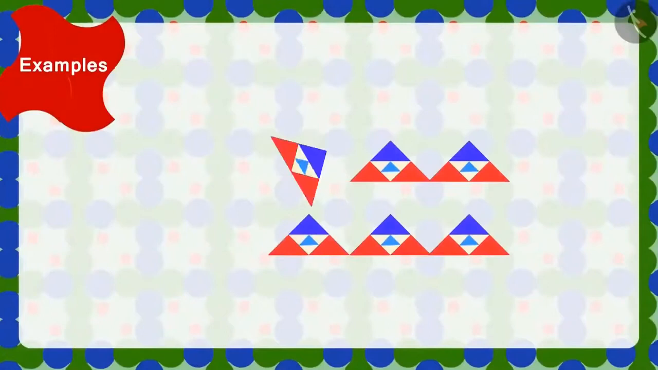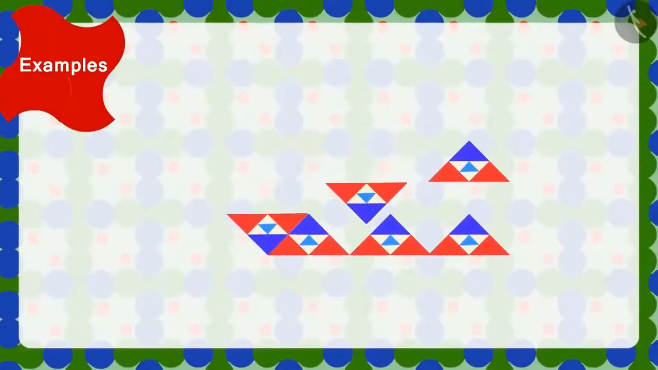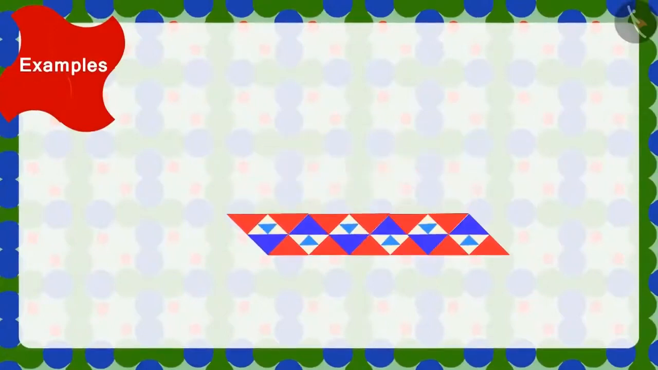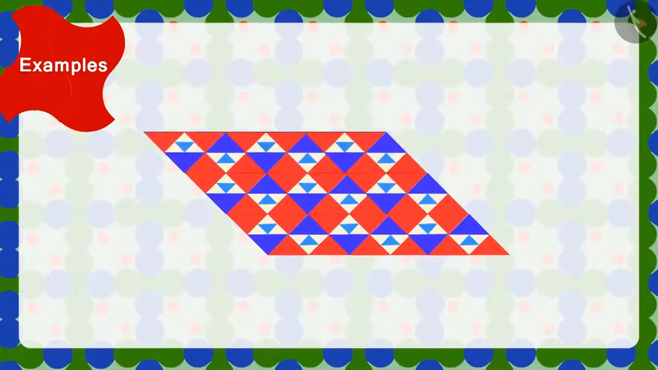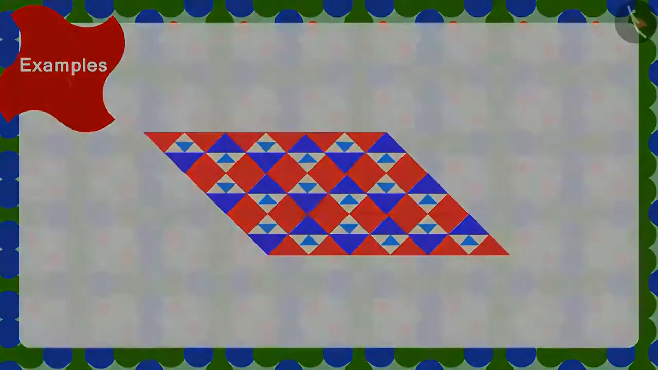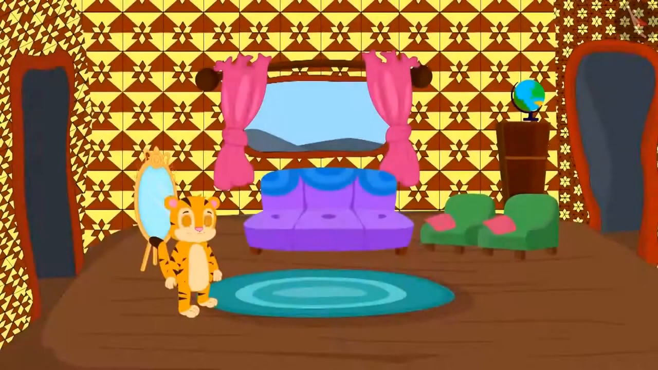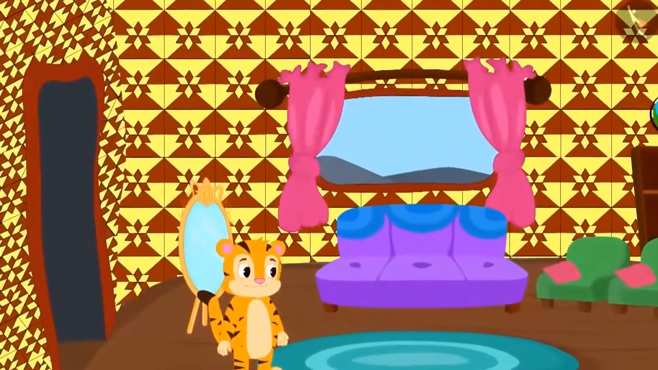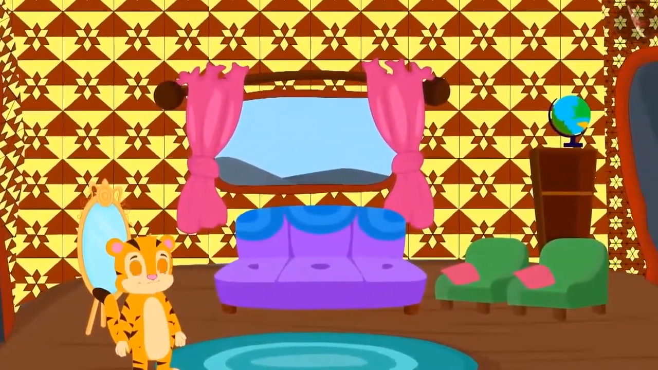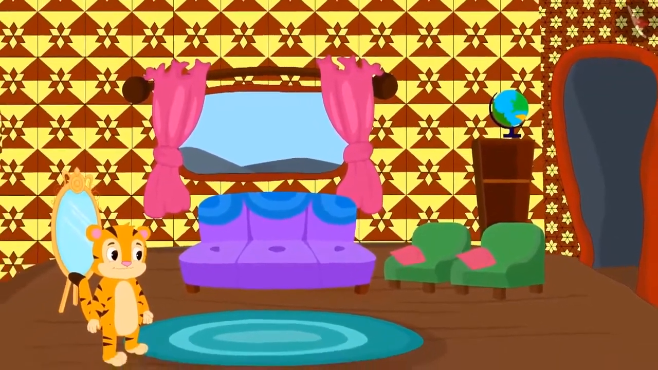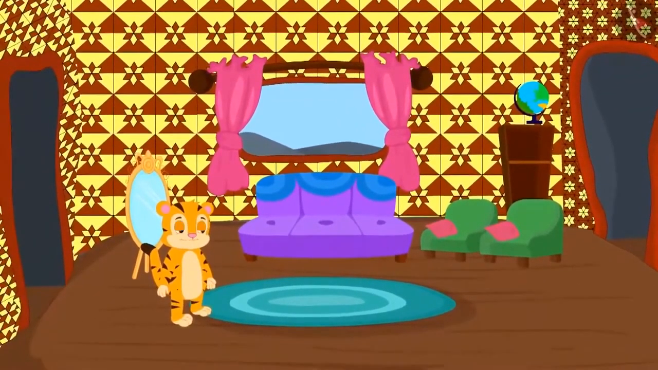Yes, we can make this design by turning and joining the tiles in this manner. Chanda is very happy to see the design of her new floor. Come, let's see what Sher Khan is doing. Sher Khan has made these types of designs on 3 walls of his house.